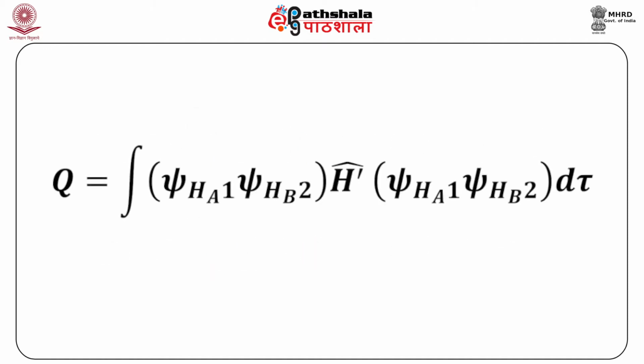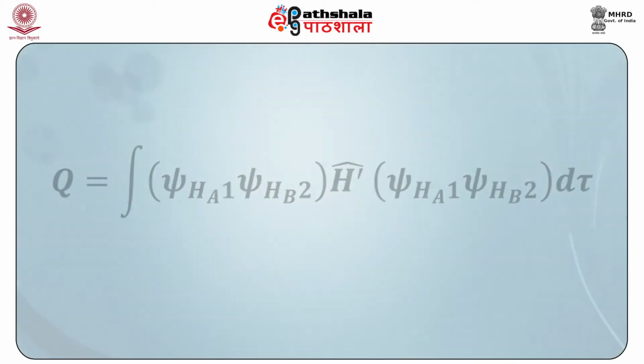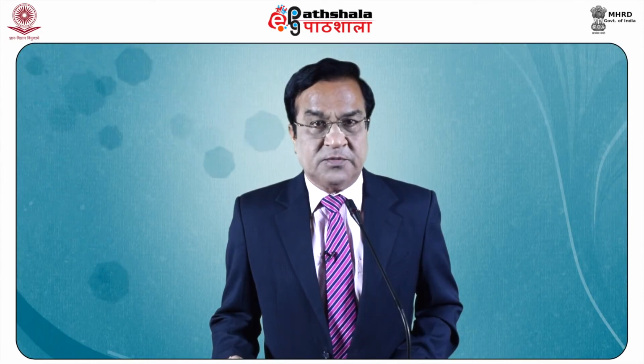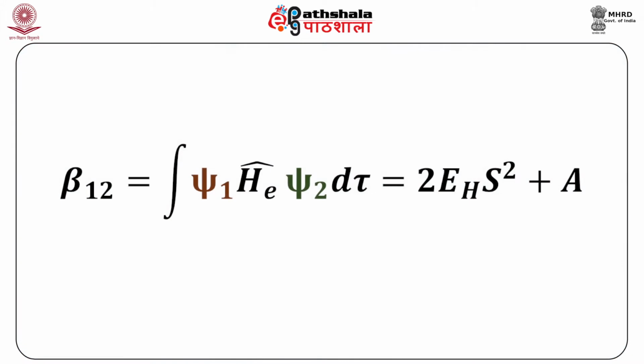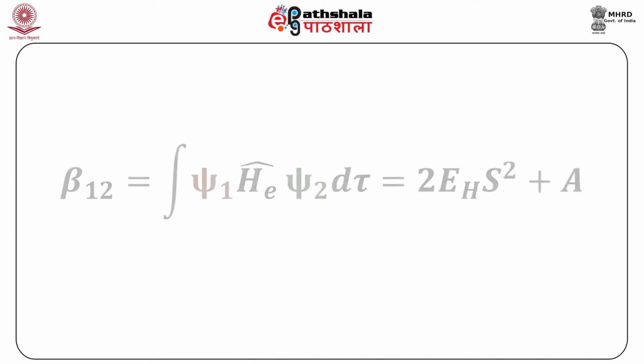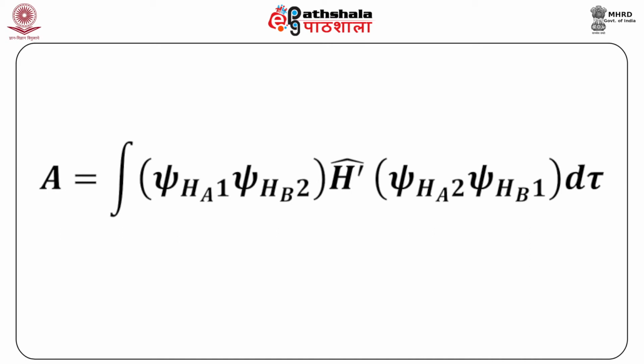Here Q, as we did in the earlier module, is equal to integral psi Ha1 psi Hb2 H prime cap psi Ha1 psi Hb2 d tau. Also, we found that beta 1 2 is equal to integral psi 1 He psi 2 d tau, and that was equal to 2Eh S square plus A, where A is equal to the integral psi Ha1 psi Hb2 H prime cap psi Ha2 psi Hb1 d tau.